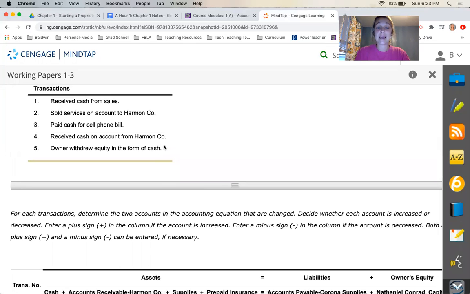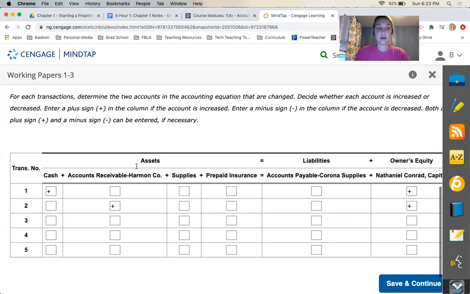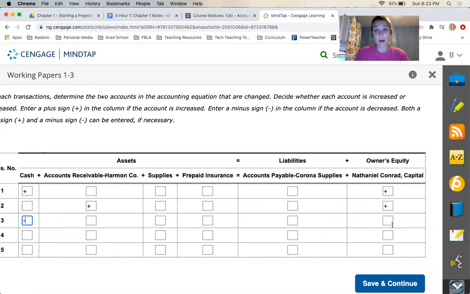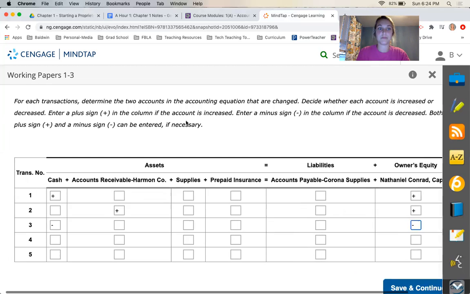All right, paid cash for the cell phone bill. Our cash is going to go down. And since they don't have revenue and expenses broken out here, we're just going to put a minus sign because owner's equity is technically going down. Later, we will have the revenue and expense accounts broken out, and that's where we'll see the increases that I was talking about in the notes. But for now, we paid cash for an expense. Cash goes down. Owner's equity also goes down.